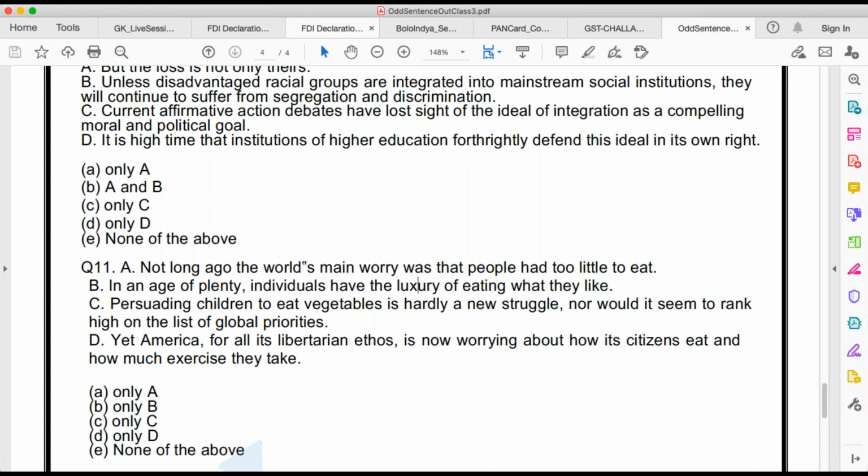In an age of plenty, individuals have the luxury of eating what they like. Persuading children to eat vegetables is hardly a new struggle. Nor would it seem to work high on the list of global priorities. Yet America, for all its ethos, is now worrying about how its citizens eat and how much exercise they take.